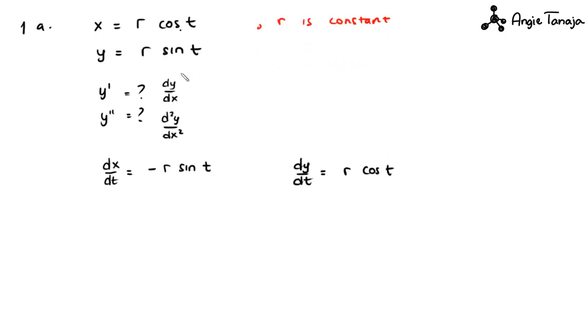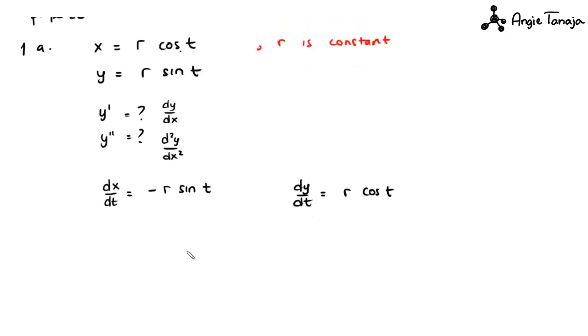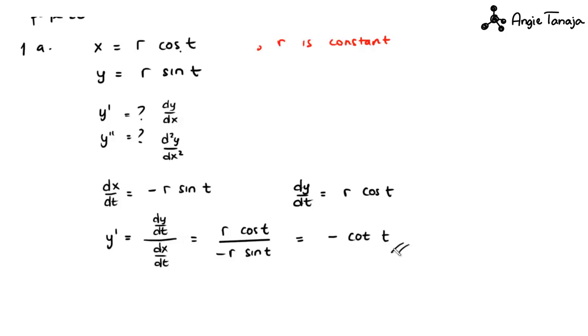Because the derivative of cos is negative sine. Now, we answer the first question, y prime. Y prime is simply dy over dt over dx over dt. Dy over dt is r cos t over dx over dt, which is negative r sin t. So together it becomes negative cotangent t. So this is our y prime.